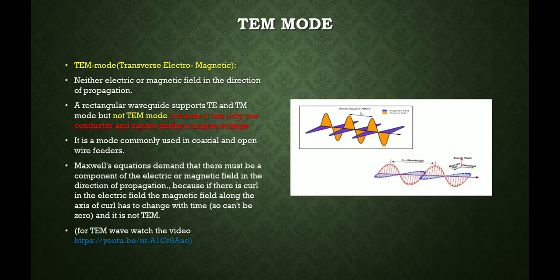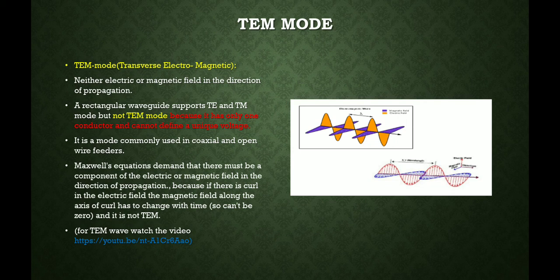Moreover, in TEM mode, transverse electromagnetic mode, neither the electric nor the magnetic field is present in the direction of propagation, say Z direction. A rectangular waveguide supports TE and TM mode but not TEM mode because it has only one conductor and cannot define a unique voltage. The side walls, we know, short circuit. TEM mode is commonly used in coaxial and open wire feeders.